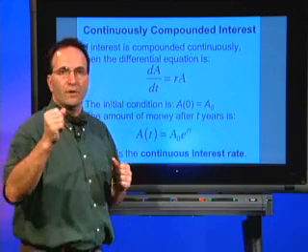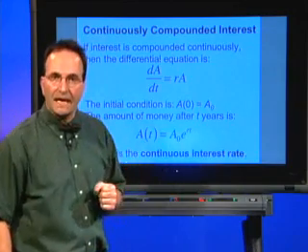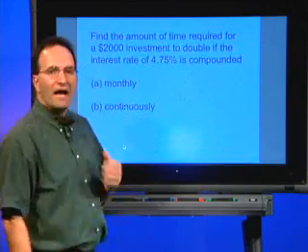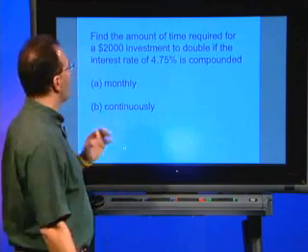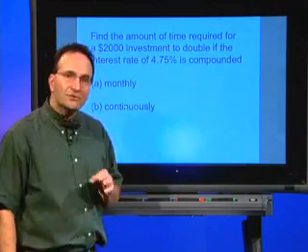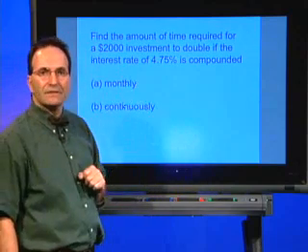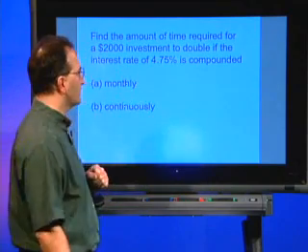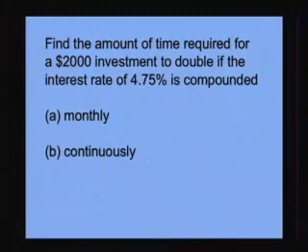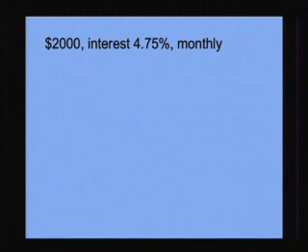Okay, so that was a bunch of formulas we looked at right in a row. So let's do an example so we can see those in action. Let's take the problem: find the amount of time required for a $2,000 investment to double if the interest rate is 4.75%, and it's compounded first monthly and then next continuously. Okay, so the amount invested is $2,000 at 4.75%, and it's monthly.